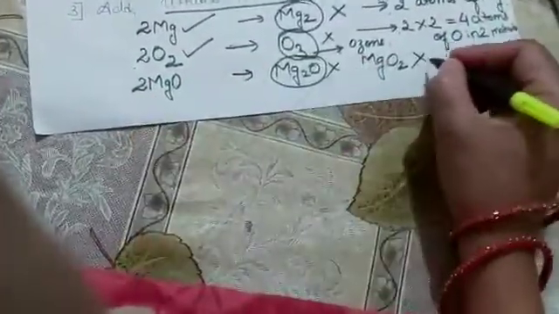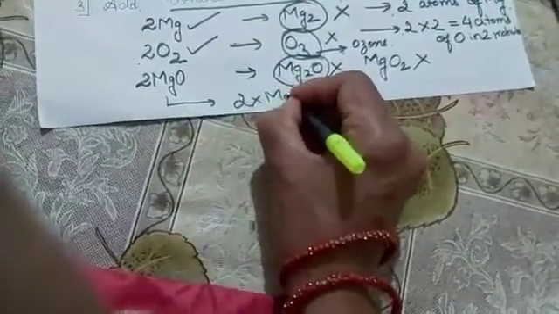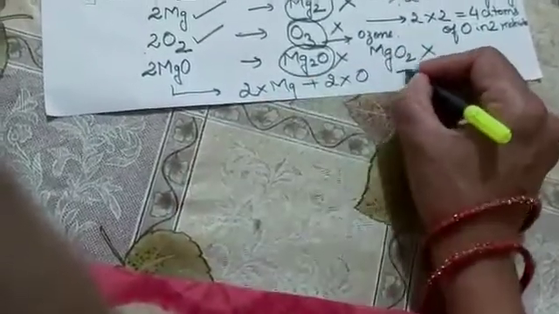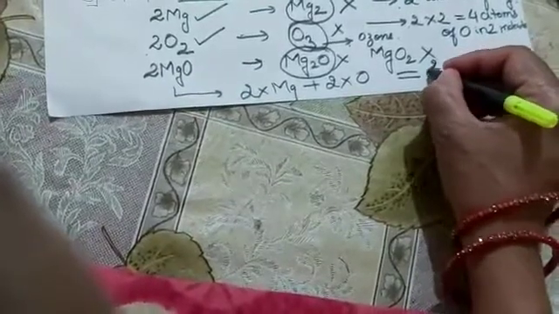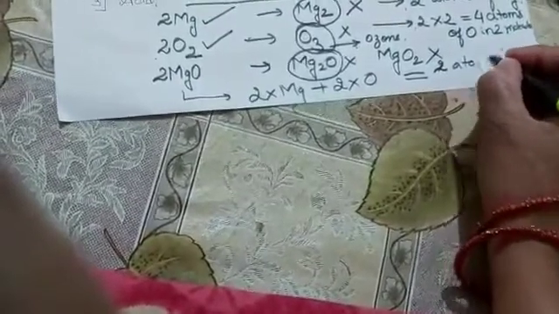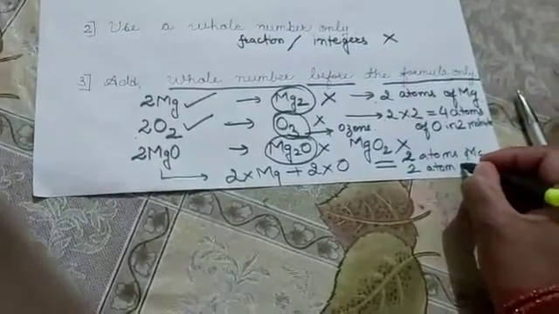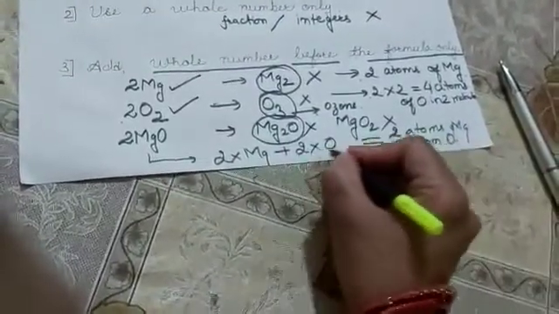And in the last one here, this 2 will be multiplied with Mg also, and it will be multiplied with oxygen also. So overall it will have 2 atoms of magnesium, and it will have 2 atoms of oxygen, and in total it will have 4 atoms.